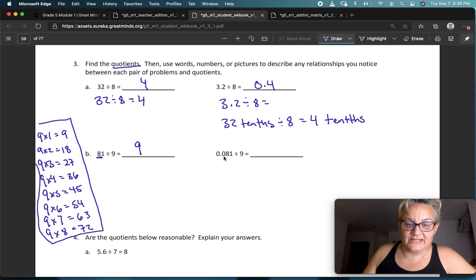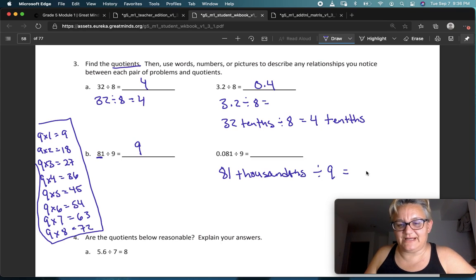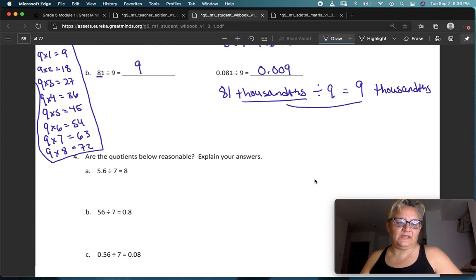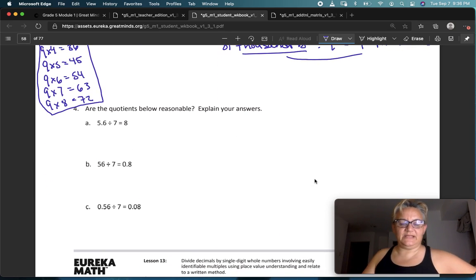Okay, sorry, sidetrack. All right, let's write this into word form. And what do I have here? 81. It's not hundredths, it's thousandths. Divided by 9 equals, and I know 81 divided by 9 equals 9, but I can't forget that label here. So it's 9 thousandths. So 9 thousandths is written like that. Okay? All right. Are the quotients below reasonable? Explain your answers.